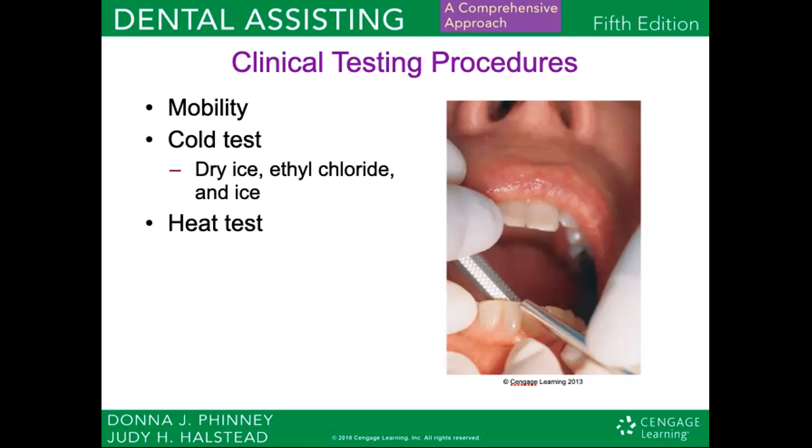Cold testing is accomplished using dry ice, a solution called ethyl chloride, or just regular ice, to determine sensitivity. A normal tooth will respond within a few seconds. Intense and long-lasting pain reveals irreversible pulpitis, and no response means that necrotic pulps are present and the tooth has already died. A heat test is accomplished using heated gutta percha, which is applied to the tooth. If the tooth responds to pain or if pain increases and lasts, this also indicates irreversible pulpitis.